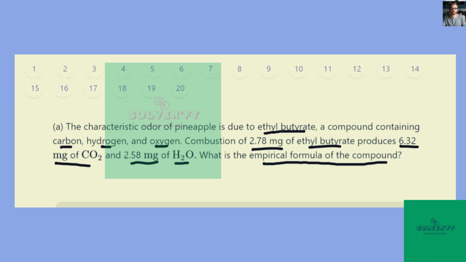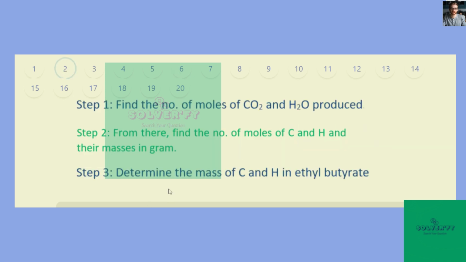All right. So before we solve this problem, let's look at the steps we will follow to solve it. The first step here will be we'll find the number of moles of CO2 and H2O which is produced from the combustion. And from the number of moles of CO2 and H2O, we will find the number of moles of carbon and hydrogen. So we'll find the number of moles of carbon in CO2, and we'll find the number of moles of H in H2O, and from this number of moles we'll find their masses. That means the mass of carbon and the mass of hydrogen in CO2 and H2O which are produced.